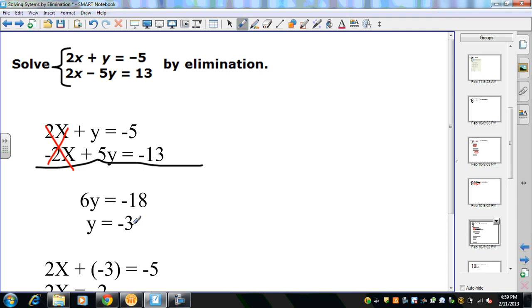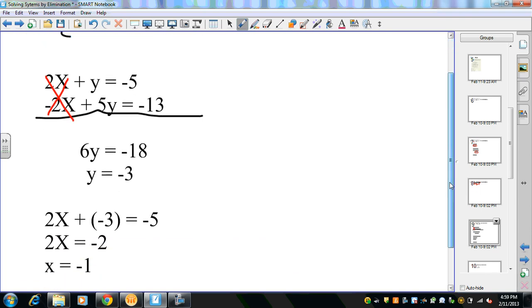So I'm going to plug it back into this one right here. So y is -3, so 2x plus y, which is -3, equals -5. This is a subtraction problem, right? So I'm going to add 3 to both sides. So I get 2x equals -2, therefore x is equal to -1.